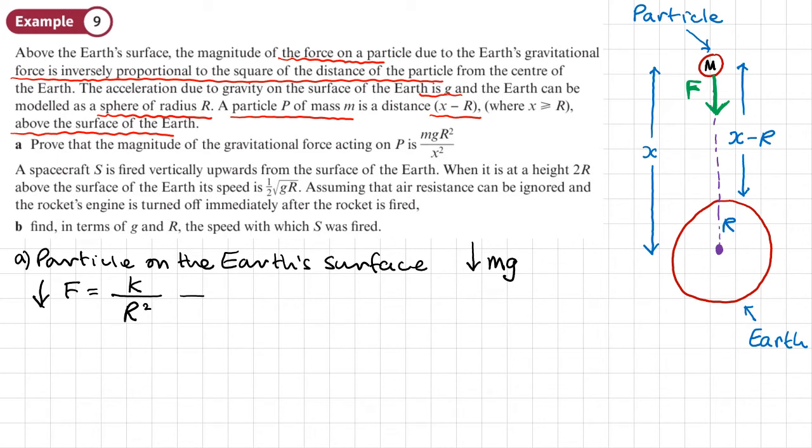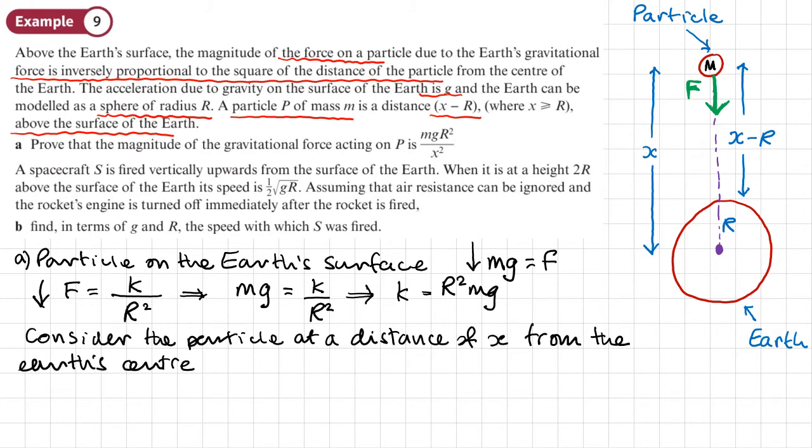Now we can make these two forces equal to each other, so mg, I could have had F equals mg, or mg equals F. mg is equal to k over r squared. Then I can rearrange this to work out what my constant k is, and that's going to be r squared mg.